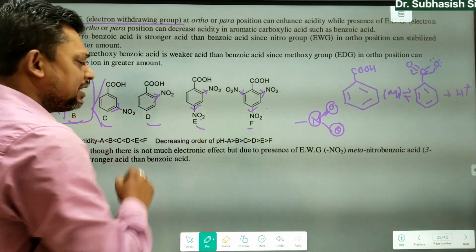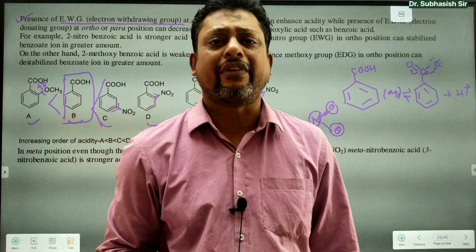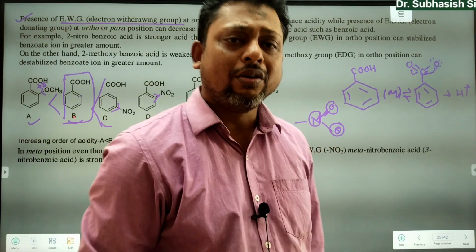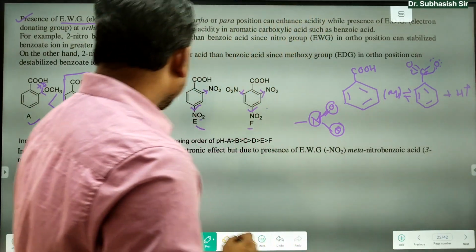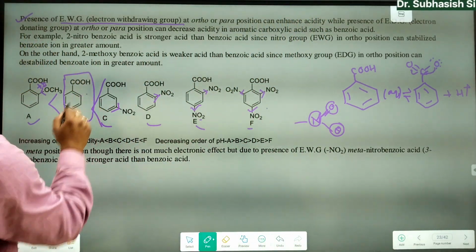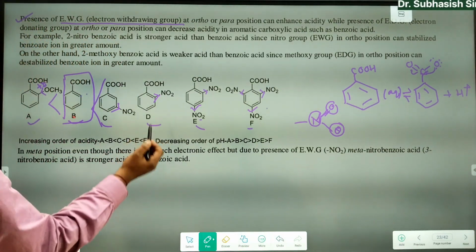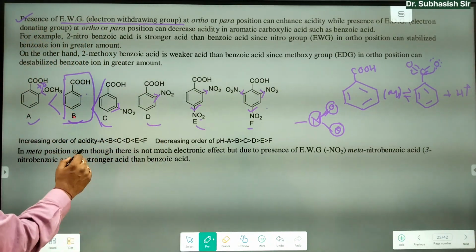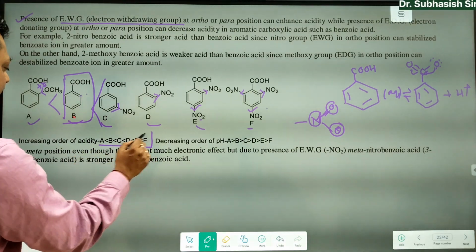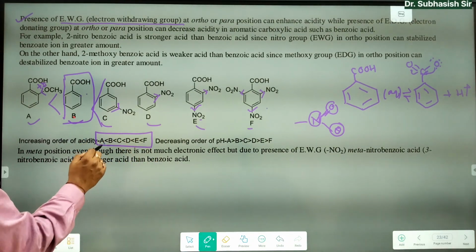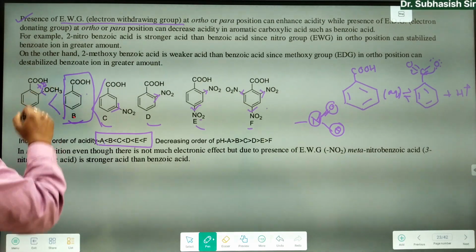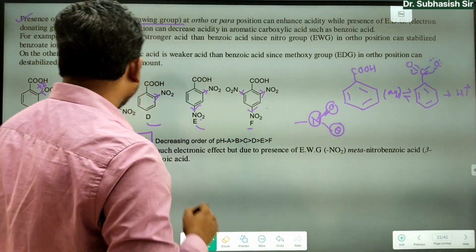At meta position there is less effect, right? But even though the nitro group is present, that's why it will be stronger acidic than benzoic acid. So we can write the order like this. A, as I already mentioned here, A will be what? Weakest acid. Why A will be weakest acid? Because electron donating group is present.